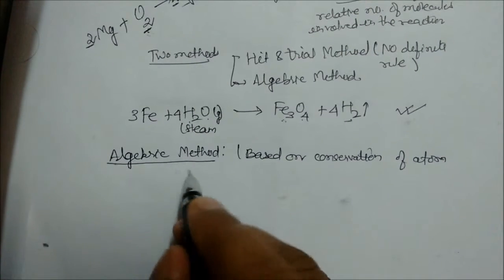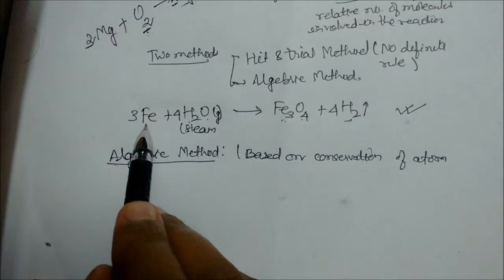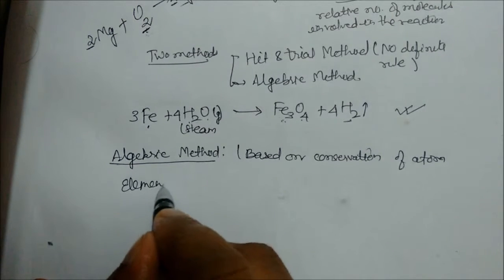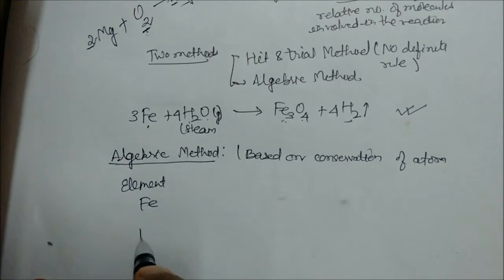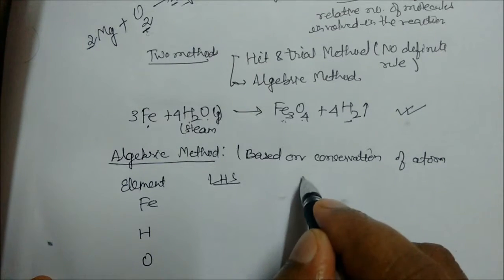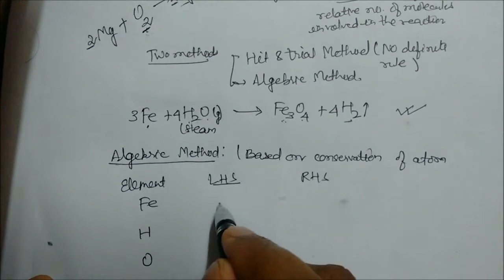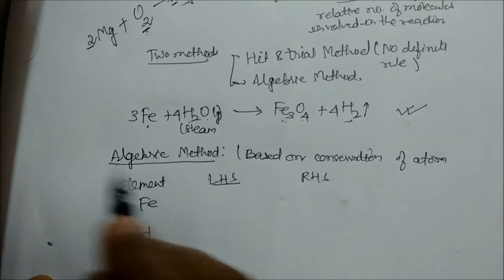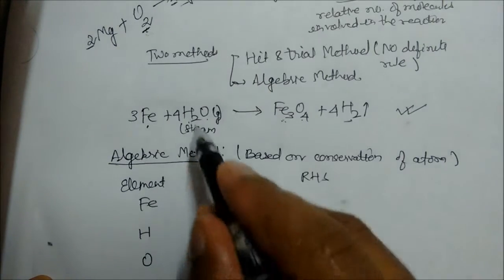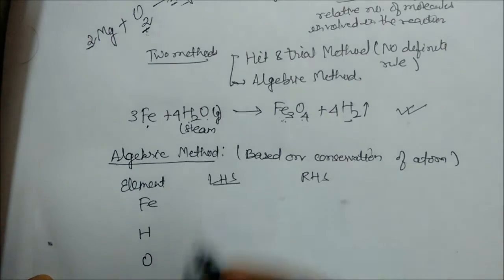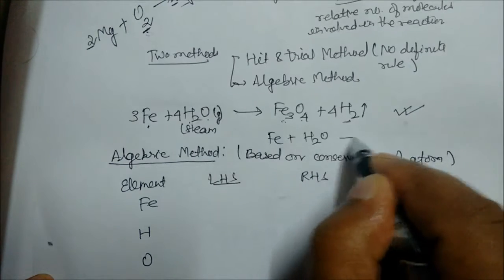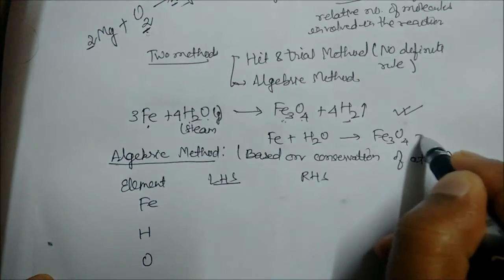So here, how many atoms are there? One is iron, second is hydrogen, third is oxygen. So the elements are iron, next is hydrogen, third is oxygen. Here the left hand side means the reactant side, and the right hand side means the product side. So how many atoms here? Before writing these things, let's take this equation once again. Iron plus water will give you Fe3O4 and hydrogen.